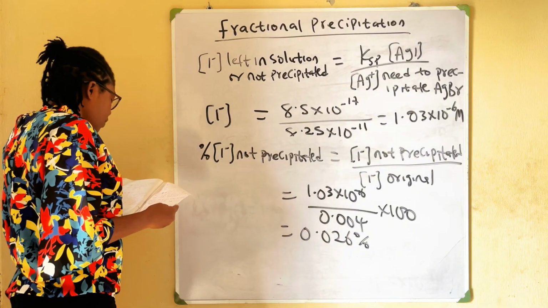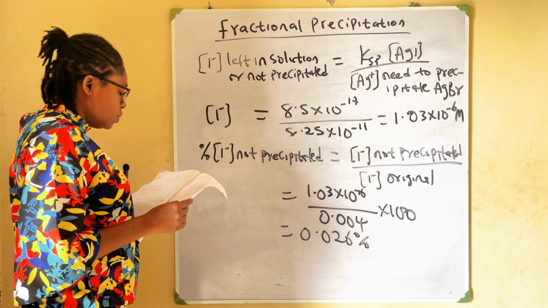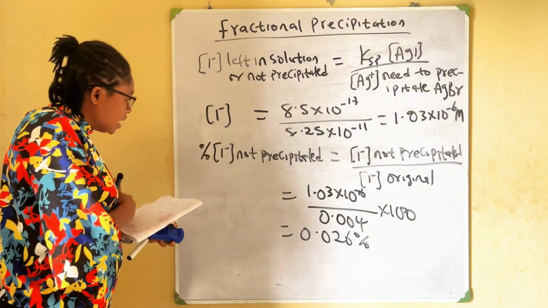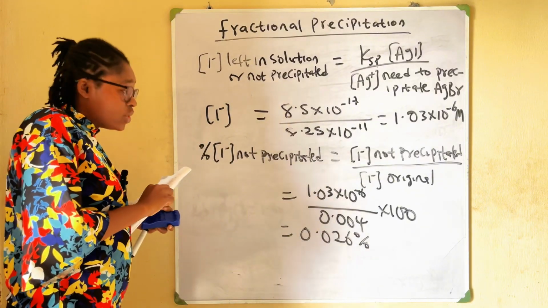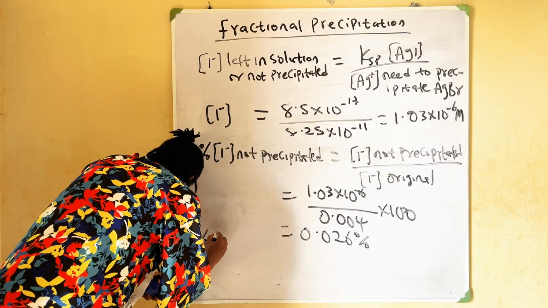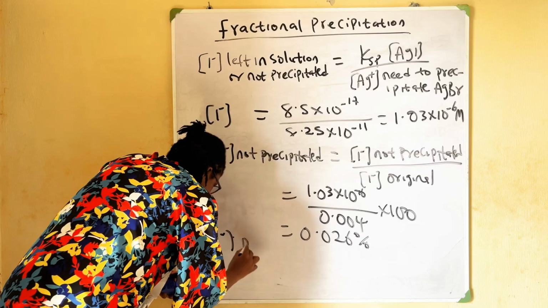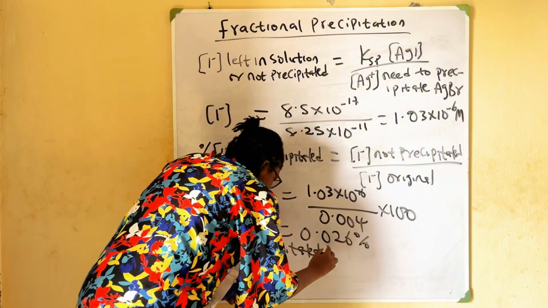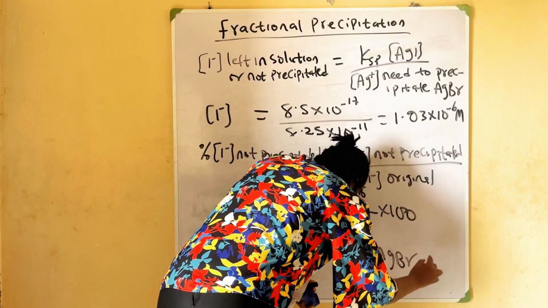So remember the question says calculate the percentage of silver iodide precipitated before silver bromide precipitates. So this one is the percentage of silver iodide not precipitated. So how do we get the one precipitated? The percentage of silver iodide precipitated before silver bromide precipitates.